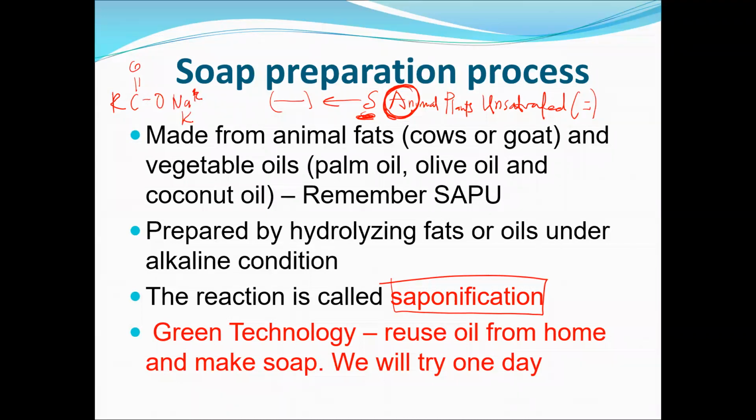And then in this slide, teacher's telling you to memorize SAPU. Anything that is saturated is animal fat. Remember, if it is saturated, it is fat. If it is unsaturated, it is oil. So that is something that you must really, really remember. I hope you're writing all this down. Fat is animal, plant or unsaturated, it is oil.